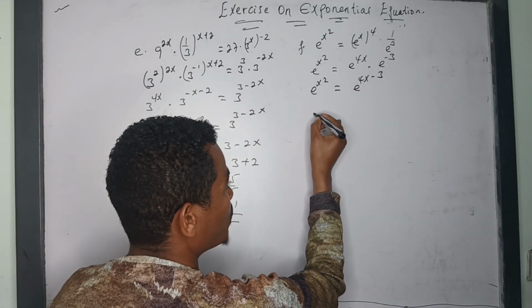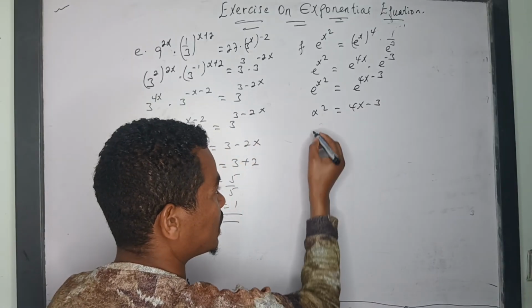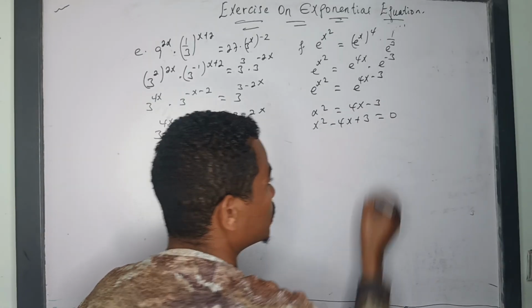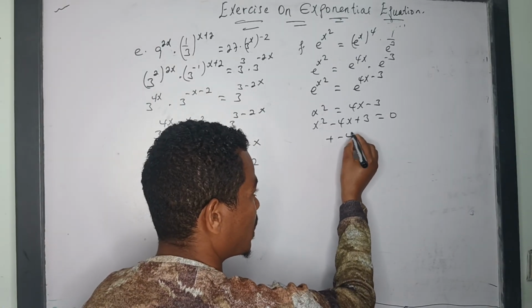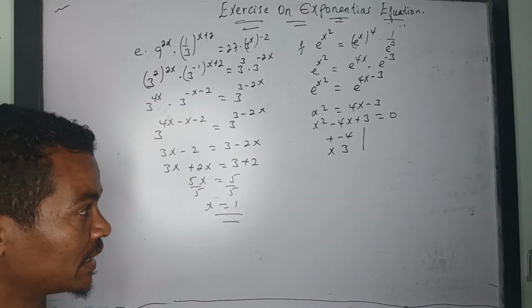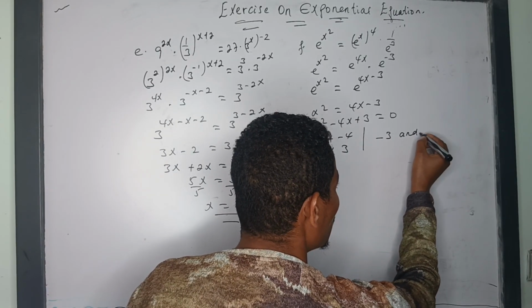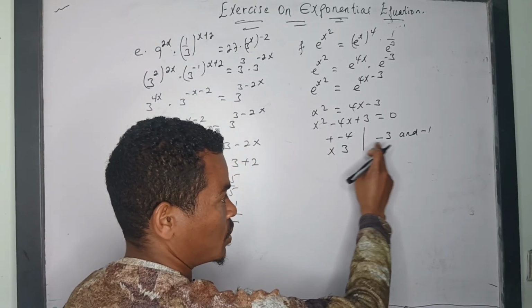They are of the same base. So remember, x square is equal to 4x minus 3. That is x square minus 4x plus 3 is equal to 0. It's a quadratic equation. So we look for numbers that add to negative 4 and multiply to 3. The two numbers are minus 3 and minus 1. Minus 3 plus minus 1 is minus 4.